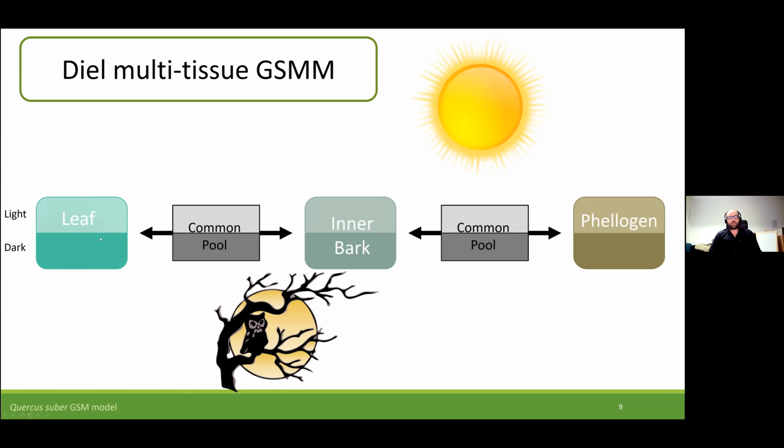So for each tissue, we have two models, and then we have the common pool, which allows us to establish communication between the different tissues. So we now have 6 models, 3 tissues, each tissue with a day model and a night model, and then we have a common pool of metabolites, which represents the metabolites that we allow the models to exchange between themselves when simulating.